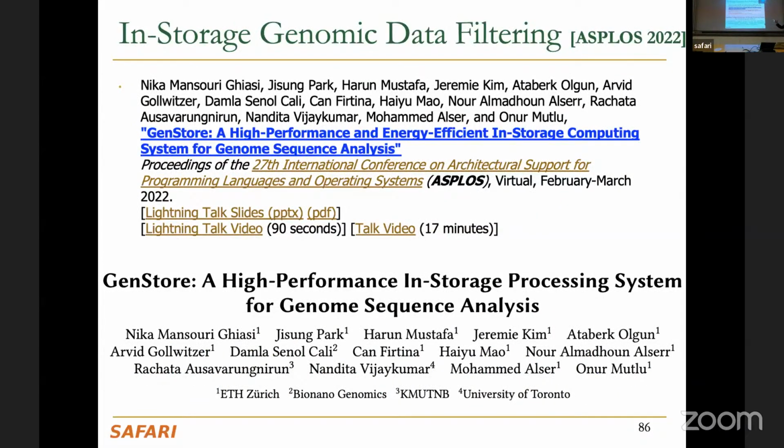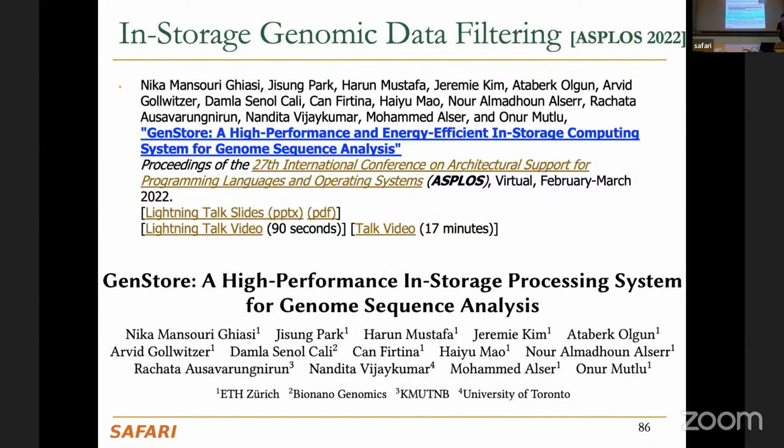In this direction of coarse grain accelerators, this is another good example. GenStore, in this case, is not in memory, it's in-storage processing. So in this case, the accelerator is near the storage, right? In an SSD device, for example, you can also have some compute capability and accelerate some workloads. In this case, genome sequence alignment.